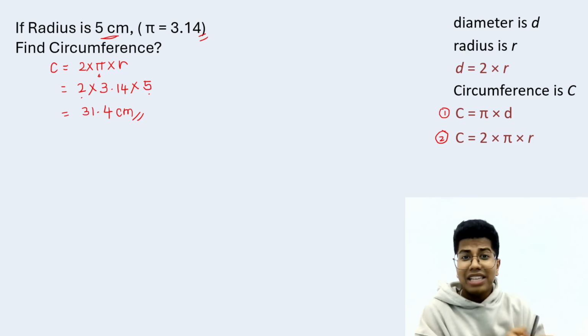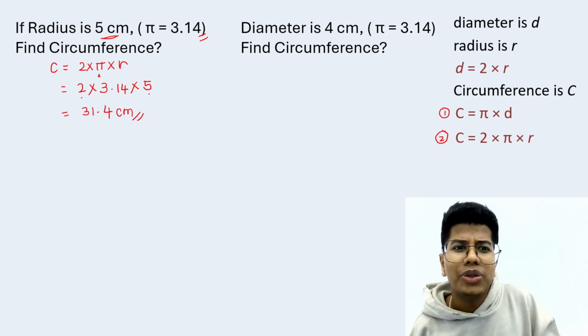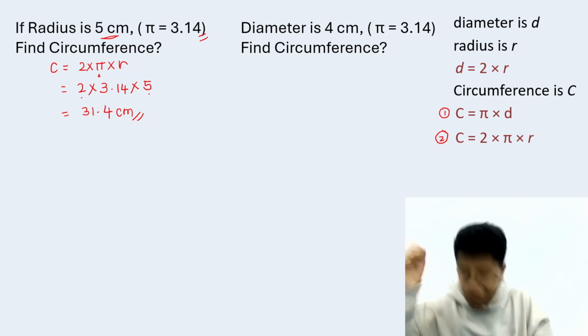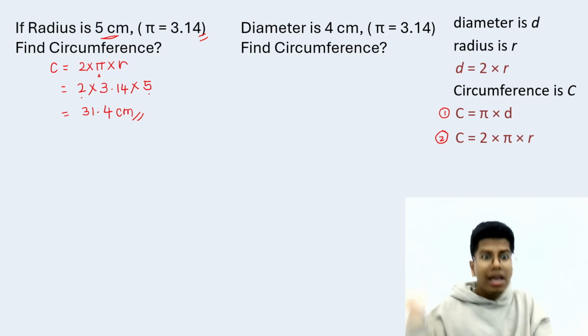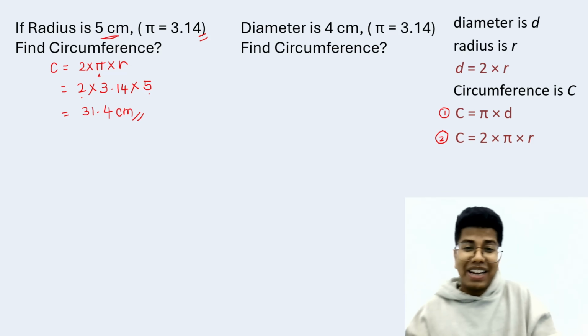But let's say if the diameter is given, let's say the diameter is 4, and I need to find out the circumference. So can anyone tell me which formula I should use, 1 or 2? Of course, just 1, because the first formula gives us the relation of diameter and the circumference. So I write down circumference is pi times d.